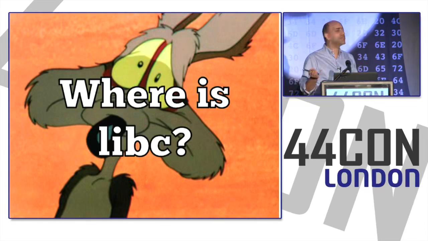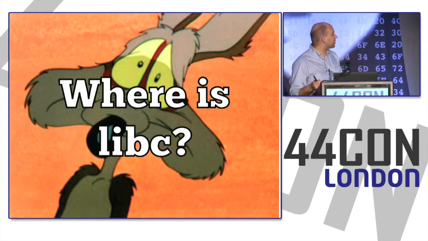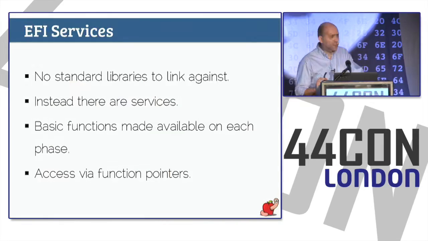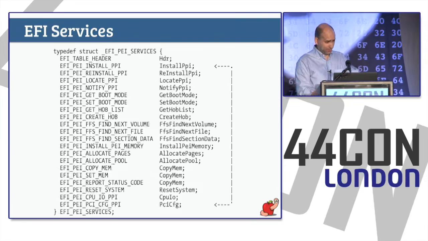So if you are coming from userland, you are used to having a libc or something else to link against. EFI doesn't have anything like that. They have a concept of services, which are basically a table of functions with a very limited set of things that you can do. And everything is a function pointer, as I told you, and you'll see this a lot in the code. This is one of the tables of the PEI services, in the PEI phase. For example, you can install other services, you can locate services, you can allocate memory, you can copy memory.